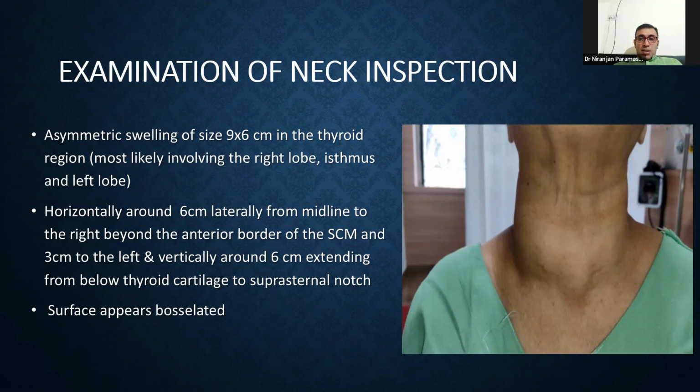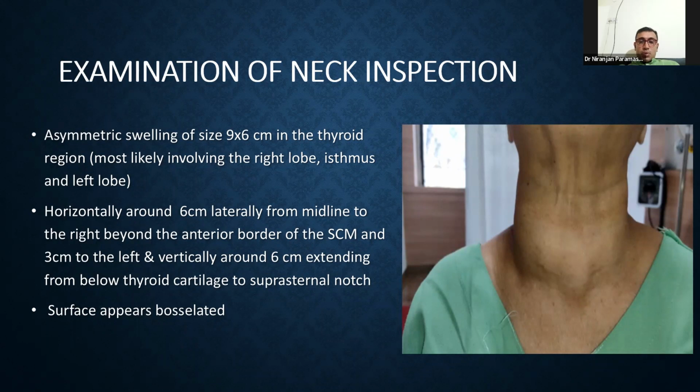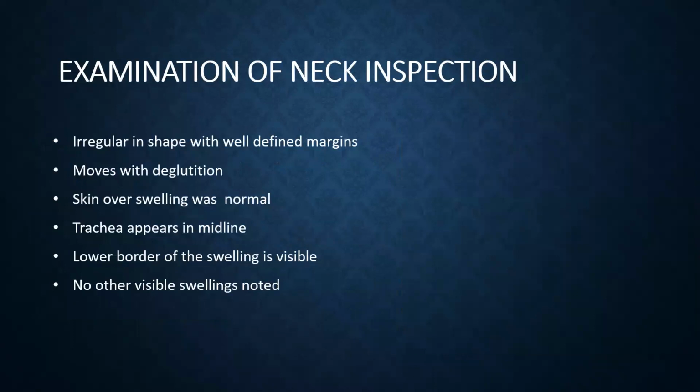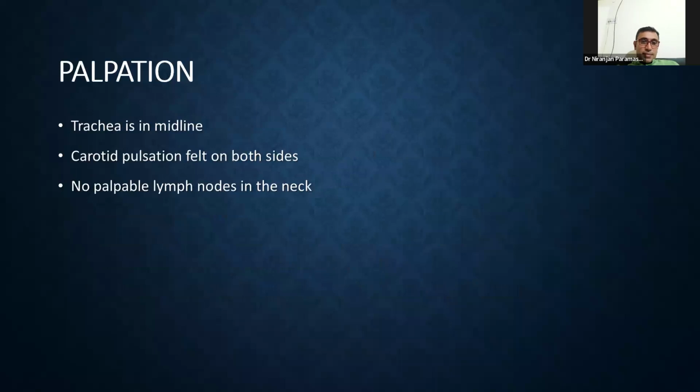Okay, what was the Pemberton sign, Pavan, in this? What was the result? Sir, there was no facial puffiness and no engorged veins when I demonstrated the test, sir. Okay, go on. Sir, anything else? He mentioned lymph nodes, right? Yes, he has mentioned no other visible swellings, and no palpable lymph nodes. Okay.